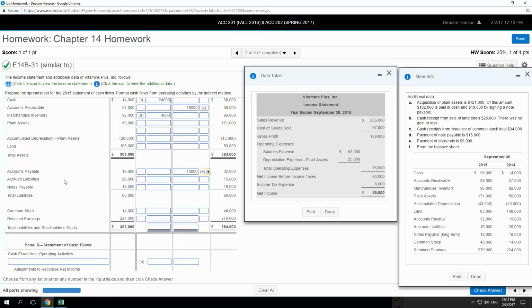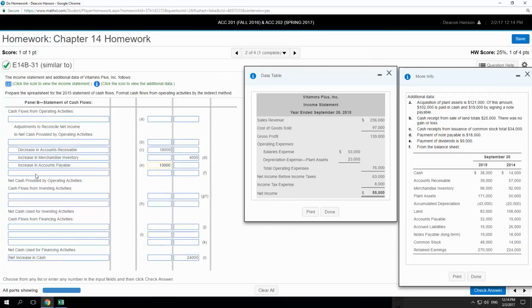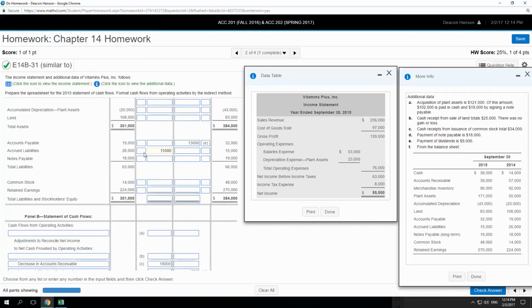Accrued liabilities go down from 26 to 15. So that's an $11,000 decrease. That's a debit. And then let's see what options they give us. Decrease in accrued liabilities, 11,000. We're going to use letter F as the cross-reference. We'll cross-reference it F.